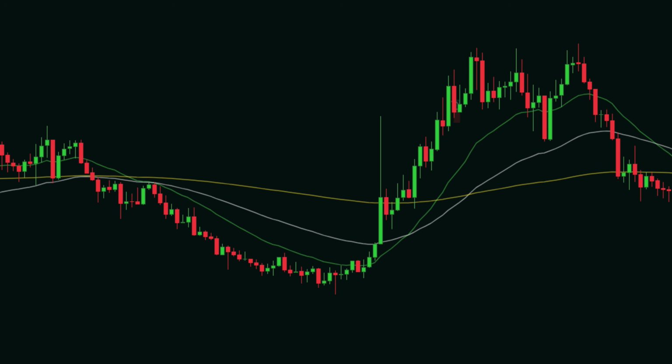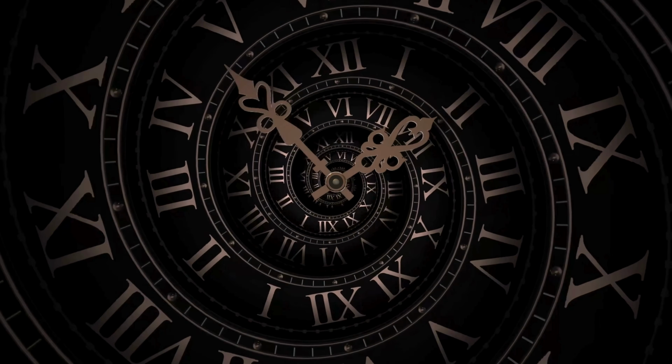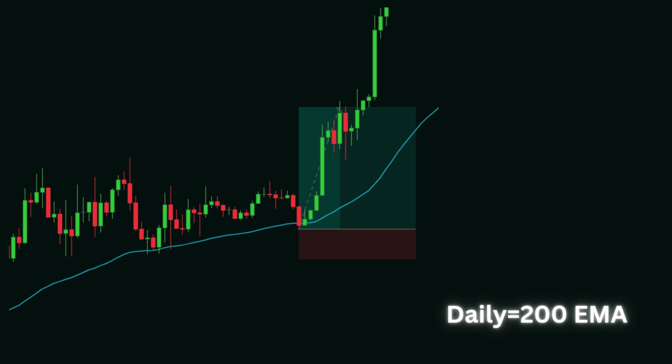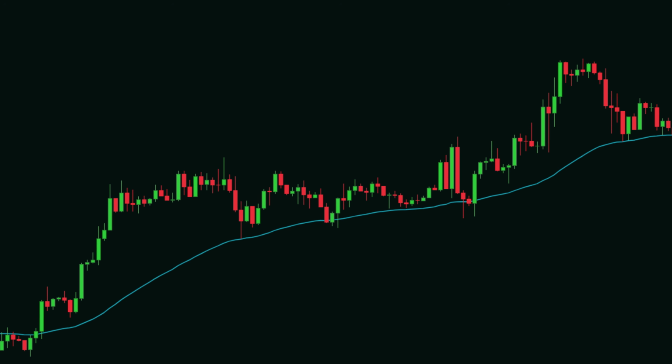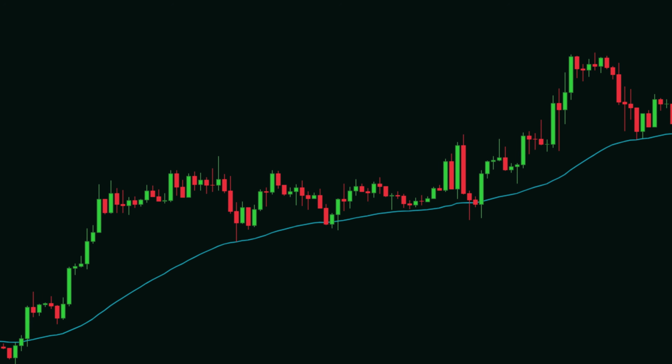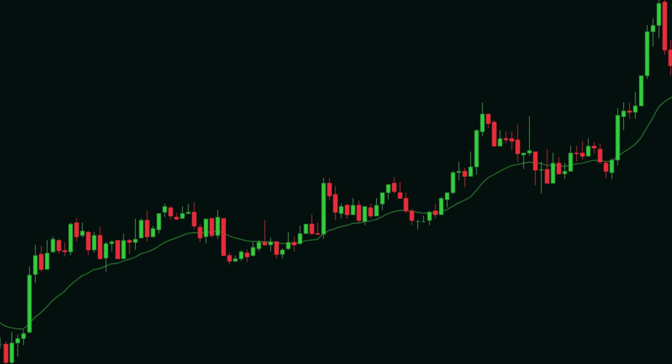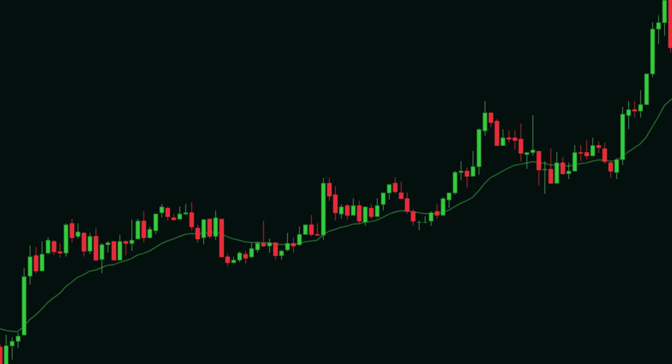Stack these EMAs on multiple time frames. Let's say on the daily, price respects the 200 EMA, but on the 4-hour, it's bouncing off the 50. And on the 15-minute, you see a clean rejection from the 21. That's multi-timeframe confluence, and it's powerful.